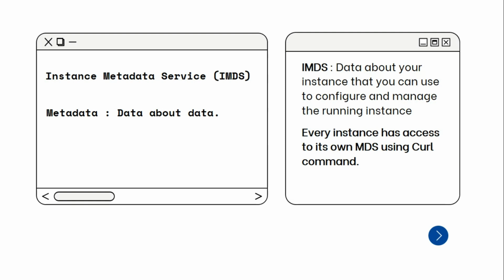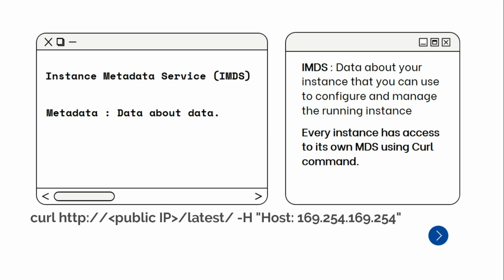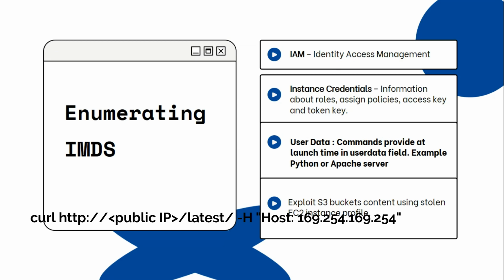Every instance has access to its own IMDS using any HTTP client request, such as the curl command. As you have seen, we set the host header, and in the host header we passed the latest in the public IP address. Using the curl command we passed this particular command. The most important part for our attack is enumeration of IMDS, so let's understand it one by one.